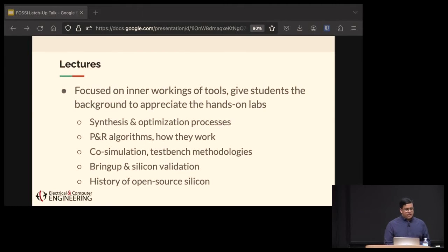Lectures are focused on how the tools work, so we've had lectures on topics like synthesis processes, what optimizations there are, PNR algorithms, testing methodologies, and also just the history of these kinds of things and what tools are out there. Try to avoid the lectures being too heavily focused on how to actually use the tools. That's meant to be more hands-on exploratory.